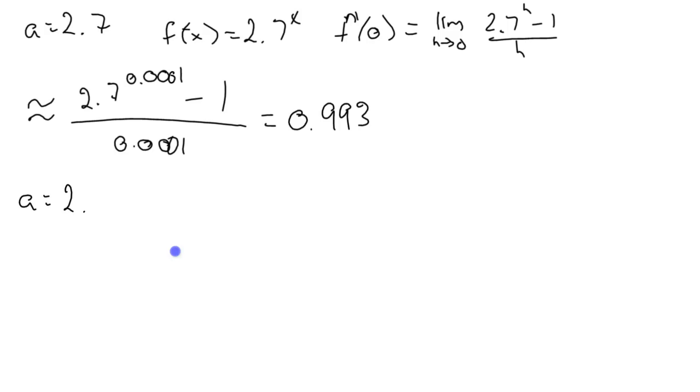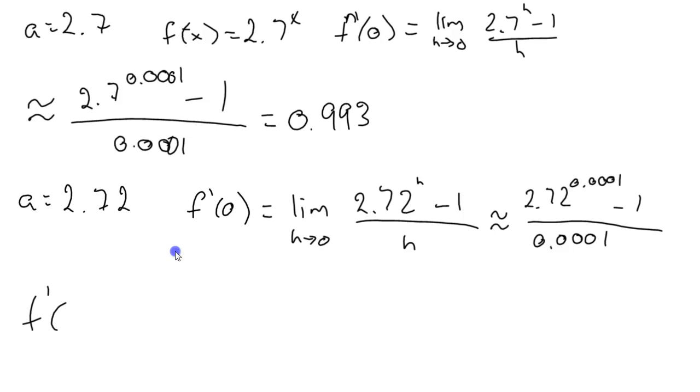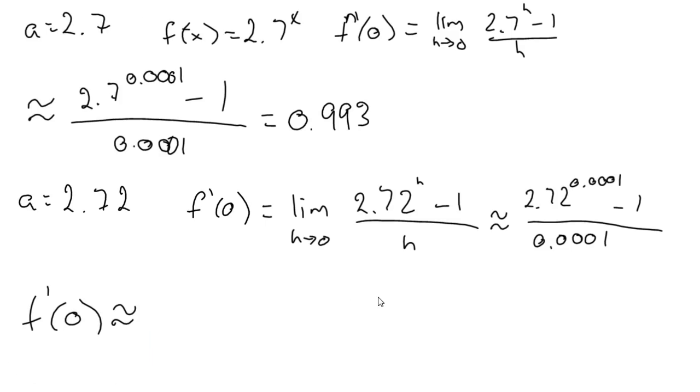Let's try a equals 2.72. So f prime of 0 for that f of x, 2.72 to the x, would be the limit as h goes to 0 of (2.72 to the h minus 1) over h, which is approximately, just like before, (2.72 to the 0.0001 minus 1) over 0.0001. And here, f prime of 0 is approximately, let's see, 2.72. Now we went a little bit too far, 1.0007.